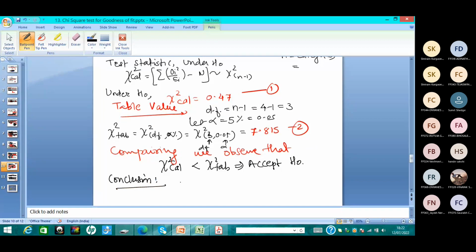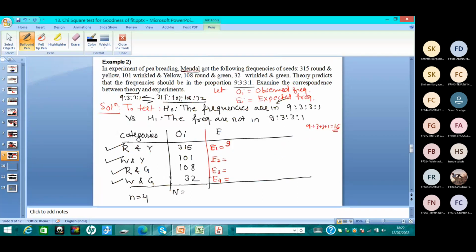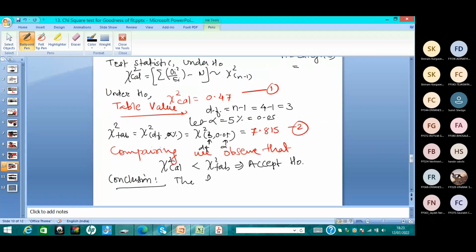So what's happening here? It's a good practice to write the conclusion in terms of the question asked: examining the correspondence between the theory and experiment. So what do you want to say? This conclusion should be written well, that is why we define it here. Once it is defined here, what to write later in the conclusion becomes clear to you. So what will H0 say? The frequencies are in the ratio 9:3:3:1 at 5% level of significance. Don't forget to write the level of significance.